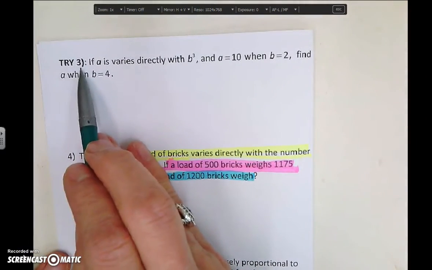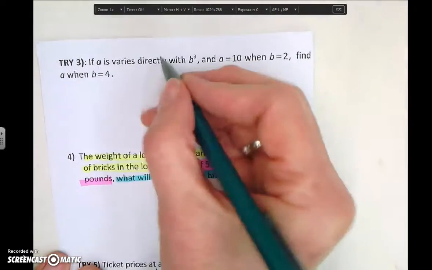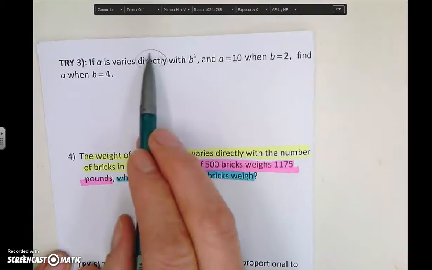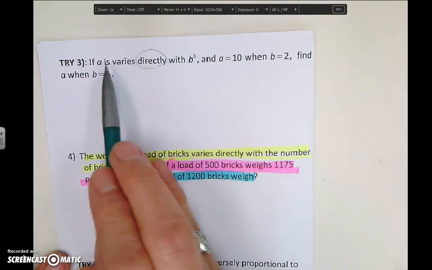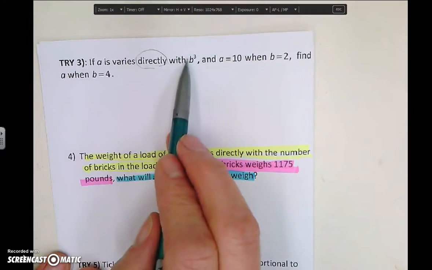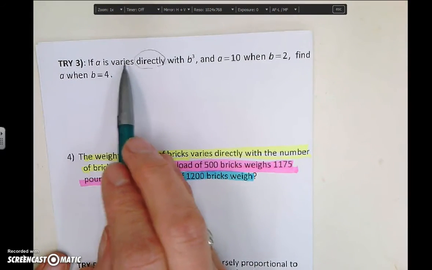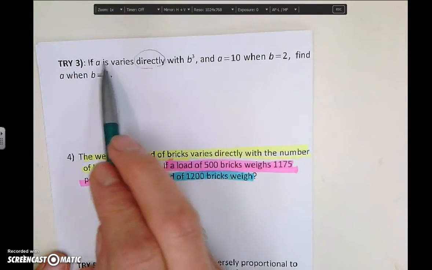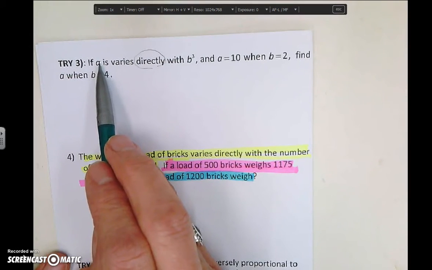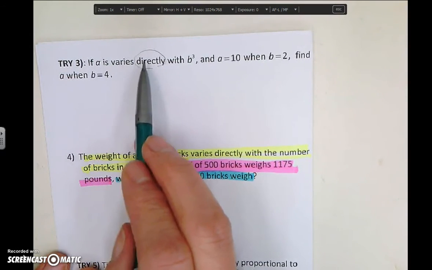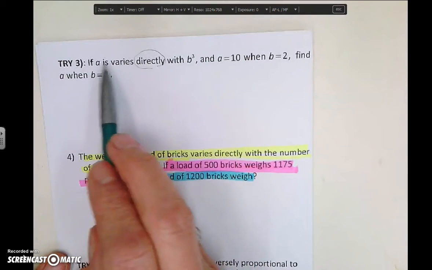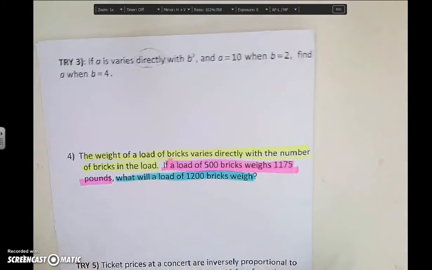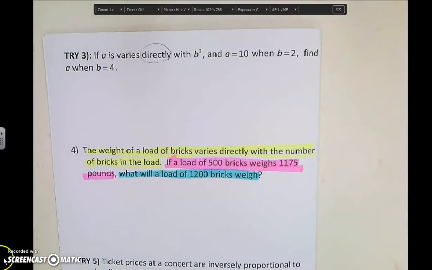So problem 3, I'm going to let you try. Notice that it says the word directly, and that's going to make a difference. So go back, write the equation that's going to fit with this. So rather than y varies directly with x, it's going to say that a equals and then k times b to the third. So you're going to start it that way. So stop, try it, and pick back up.